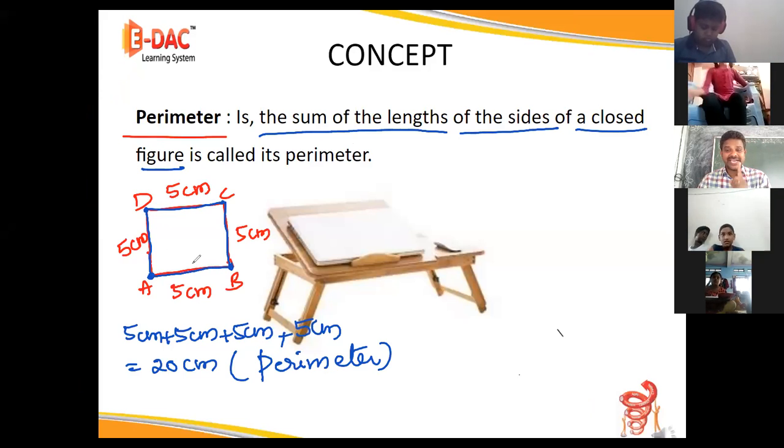I will ask you at the end of the session. Please note it down in your notebooks if possible. The total length of the closed figure is called perimeter, or else you can write the sum of the lengths of the sides of a closed figure is called its perimeter. Okay. Then we go to the next topic.